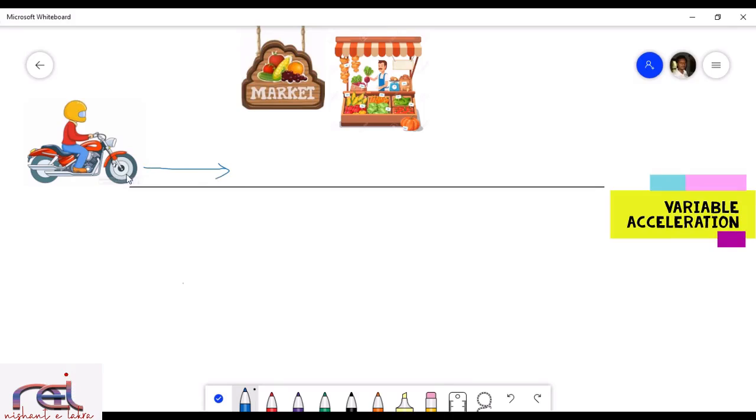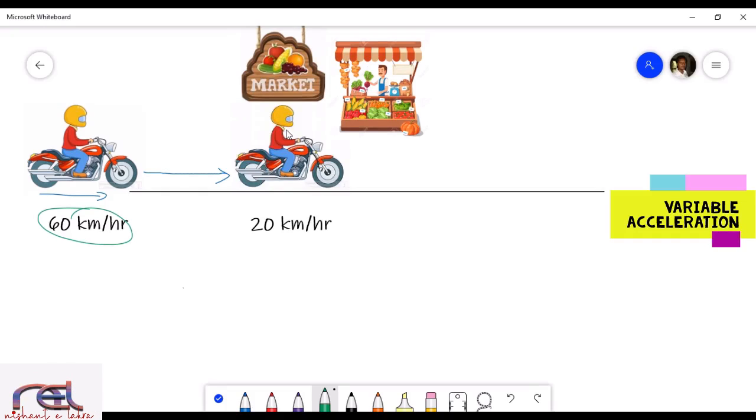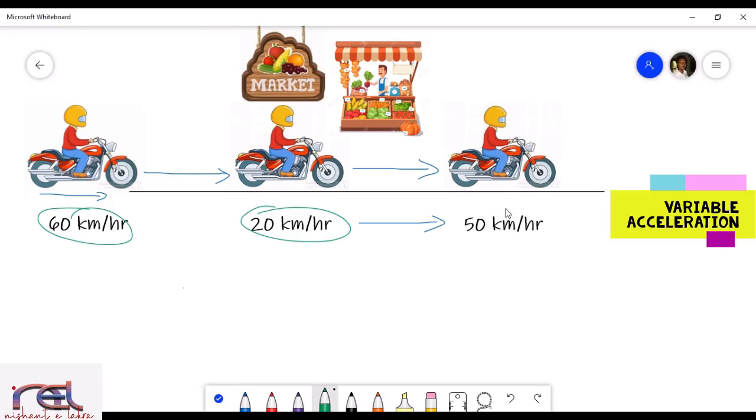Now let us understand about variable acceleration. There is a person who is riding a motorbike on a straight path, on a straight line we can say, and this person has been traveling at 60 km per hour. Now when he reaches the market, he has to slow down his motorbike, and he is moving at 20 km per hour. And after he crosses the market area, the motorcyclist increases his acceleration and starts traveling at 50 km per hour.